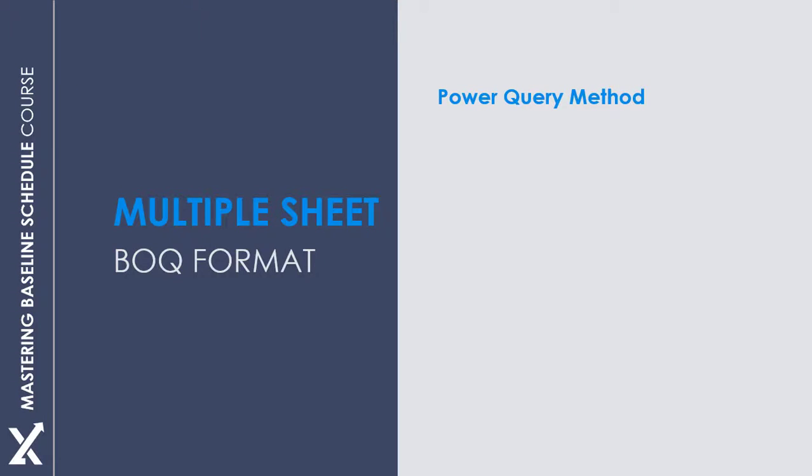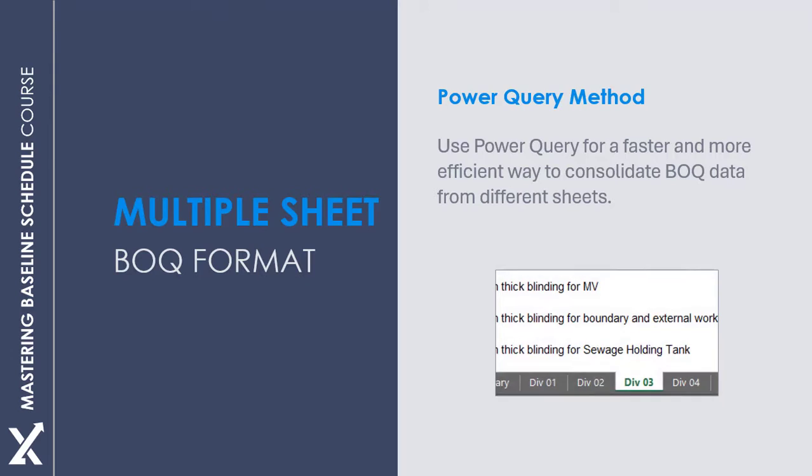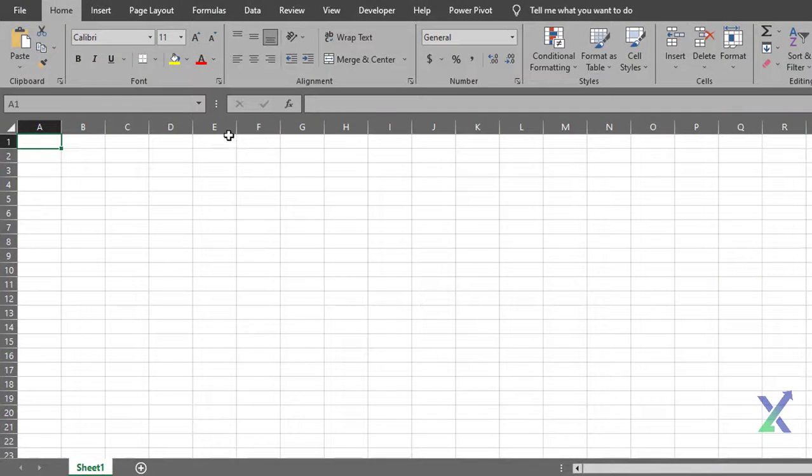Let's get started with the Power Query method. Here's how to do it step by step. Begin by opening a new Excel file. Now head over to the Data tab at the top.